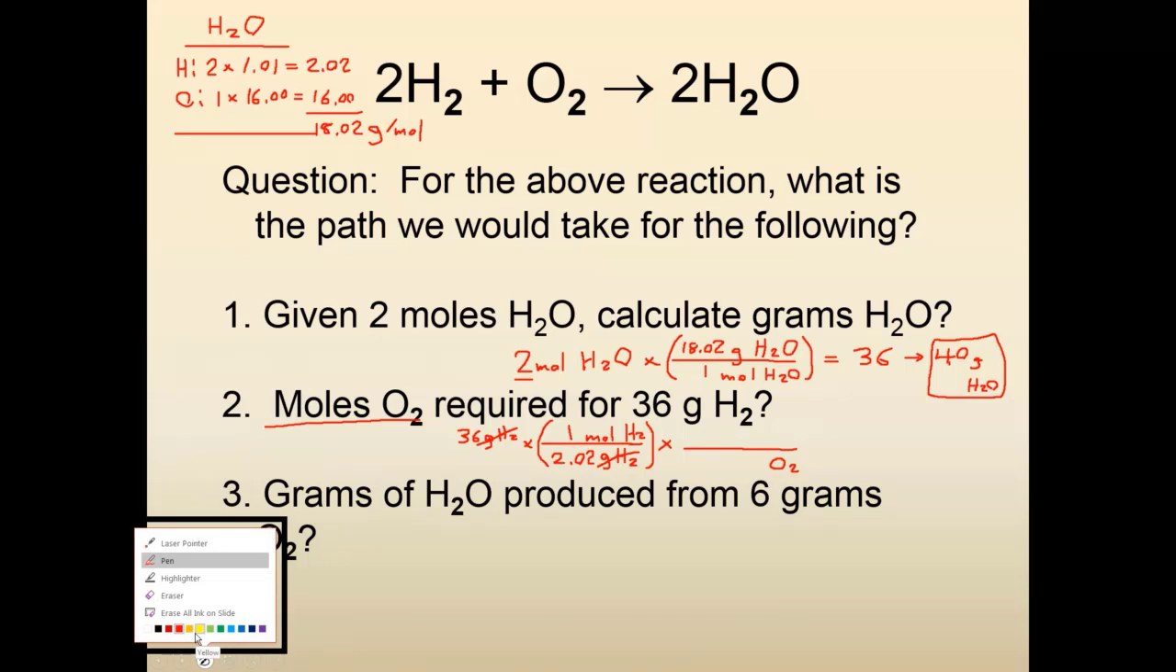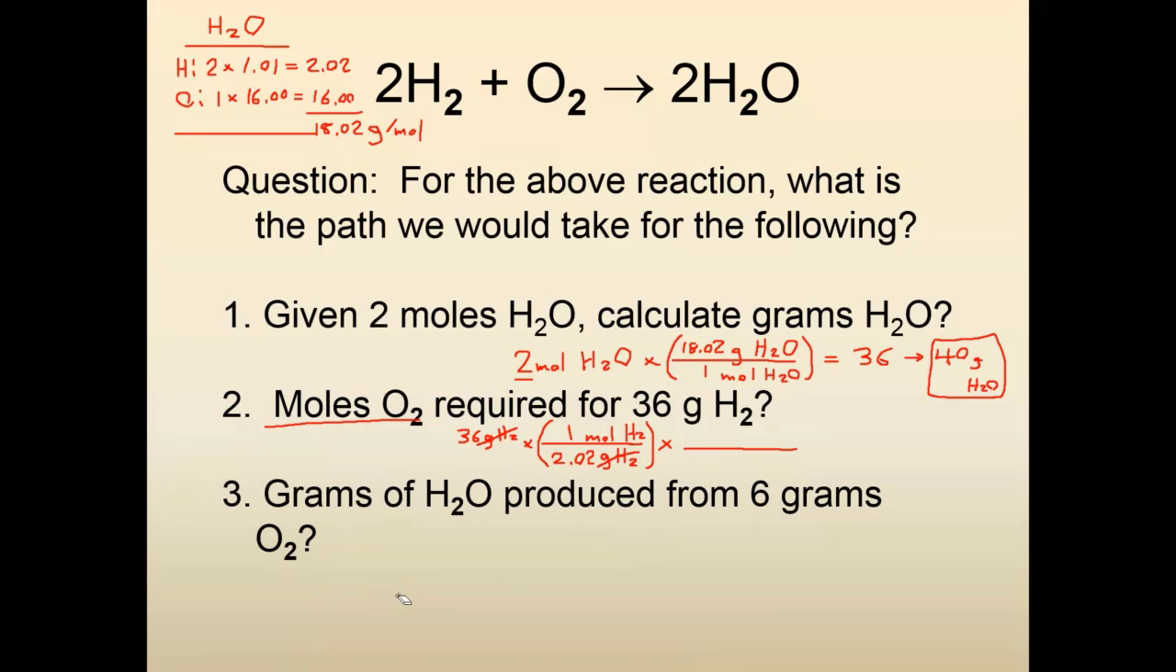Even if I do put moles of O2, moles of O2 is what I'm trying to find. So I need the unit that I'm trying to find on the top. If I have moles of O2 on the bottom, that doesn't cancel with the moles of H2 previously on top. So I run into a problem there.